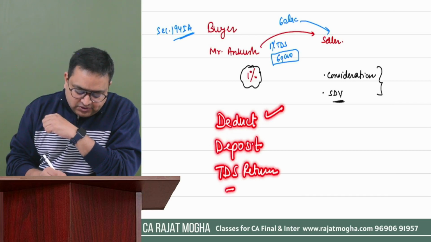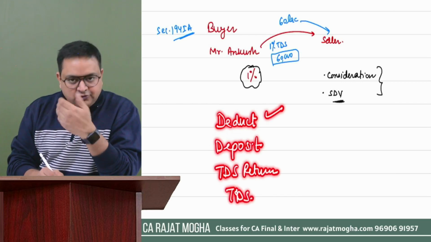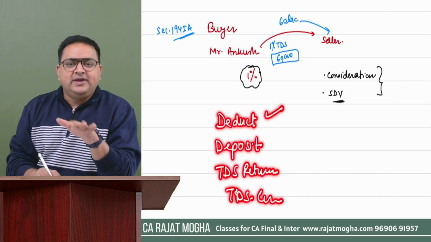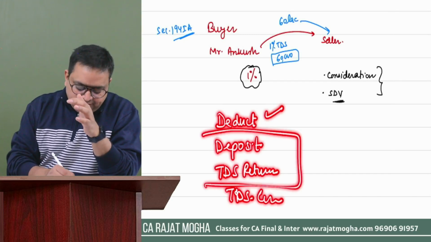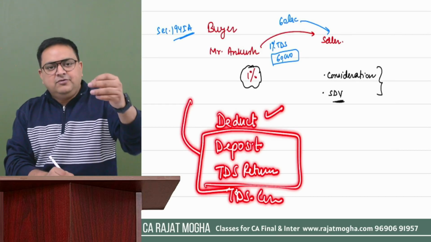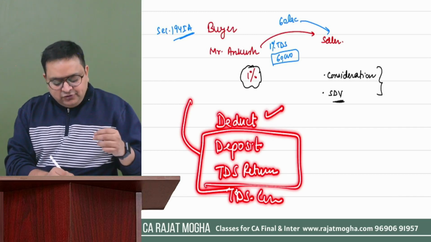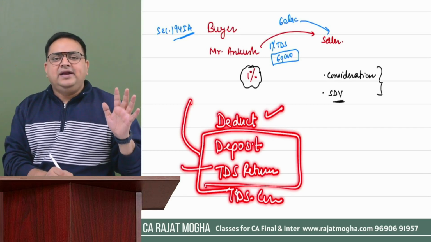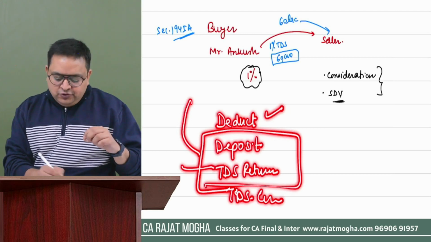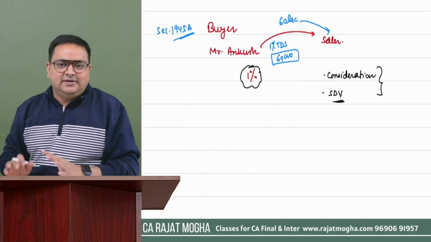Then you have to issue the TDS certificate also to that particular person. But we will not give you so many compliances. We are merging these two. Whenever you deposit this amount, as and when you deposit it, we will assume that you have filed your TDS return also. You don't have to undergo so many steps, right?